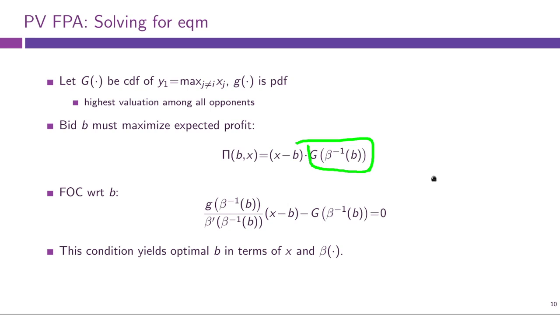So let's take a second and see how exactly this happens. We are interested in the probability that bid b_i is greater than the max of all other bids. You win the asset if your bid b_i is greater than the bids of all other players. Now this is the same as saying that your bid b_i is greater than beta of Y1, because we know that Y1 is the guy who would have won the auction without you. This is the highest bidder among all other traders, and this trader's valuation is Y1. And so, according to our assumption, he uses a strategy beta, so he bids beta of Y1.